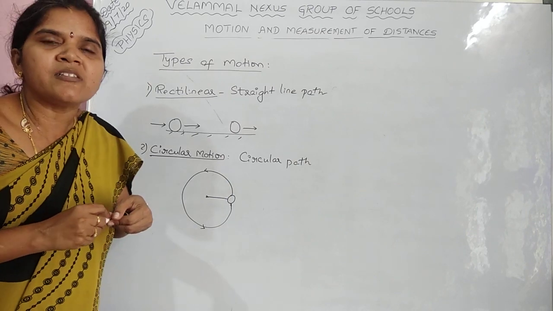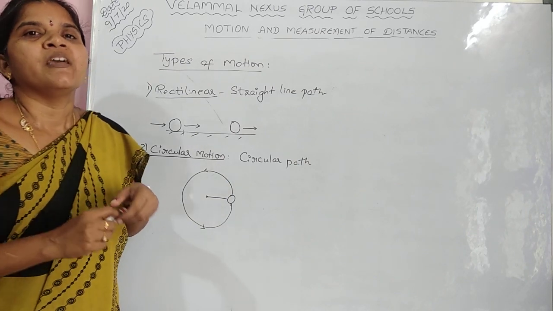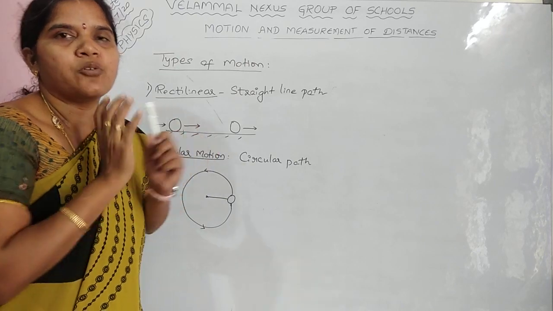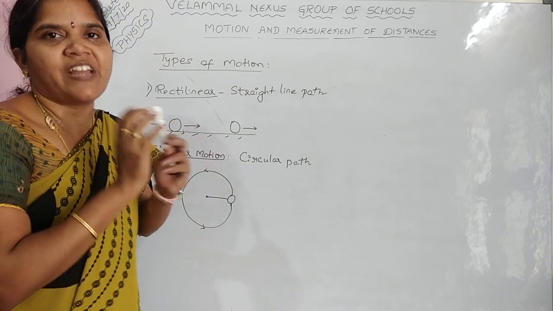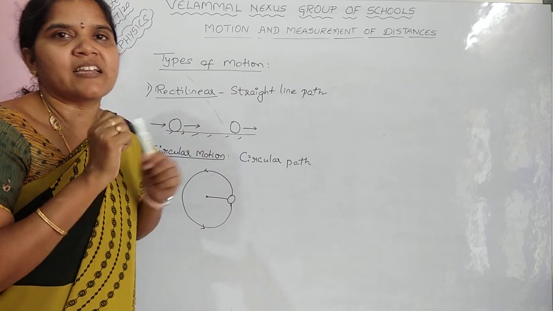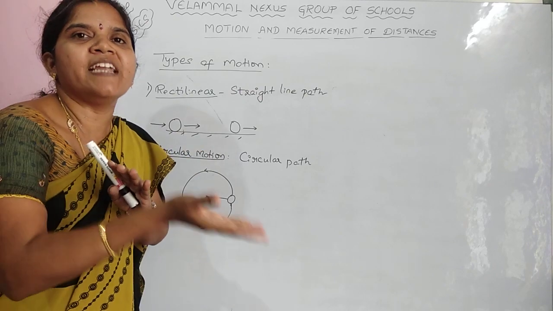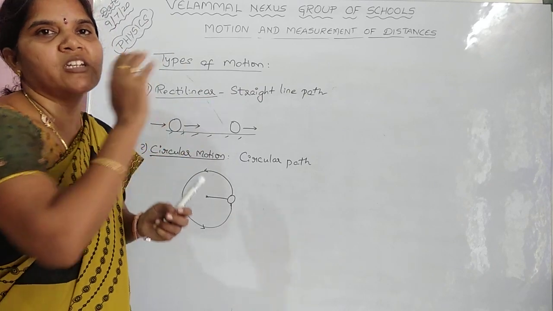Can you give some examples of rectilinear motion, children? A car moving on a straight road, a train moving on a railway track, a boy riding a bicycle, a ball moving on a straight floor. All these are examples of rectilinear motion.